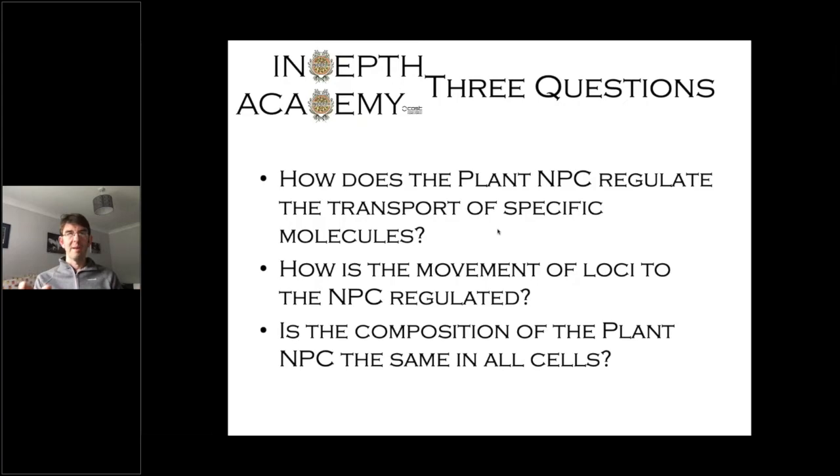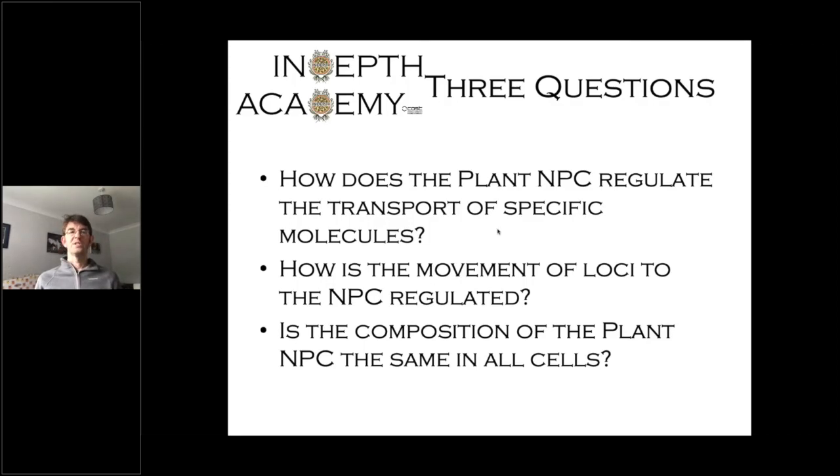For the INDEPTH Academy, we like to end with three questions. Firstly, how does the nuclear pore complex regulate the transport of specific molecules? This is the big question. Do the nuclear pore complex proteins specifically interact with transport components, or is there a more general effect? How is the movement of loci within the nucleus to the nuclear pore complex regulated? We don't really have a good idea for this. I mentioned a few ideas, but this is something that we need to understand a lot more about.